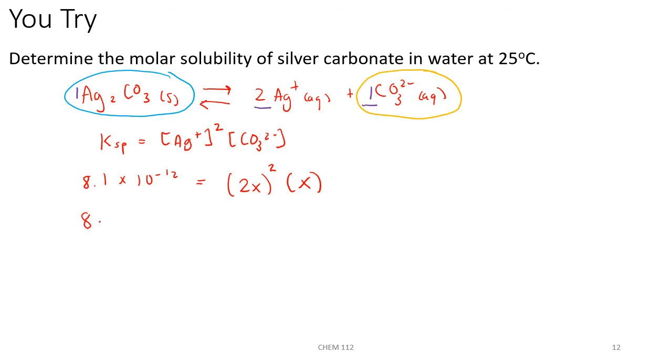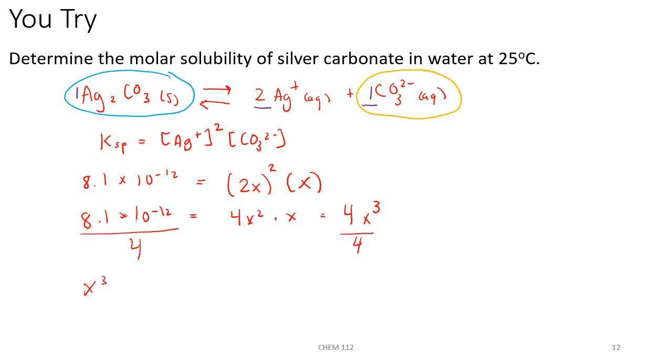Then we can say the KSP, 8.1 times 10 to the negative 12, is equal to 2X squared, which becomes 4X squared times X. So really that comes out to being 4X cubed that we have equal to our KSP at this point. So we've got to actually take our KSP value and divide by 4 to get our x cubed alone. So we'll divide both sides of our equation by 4.